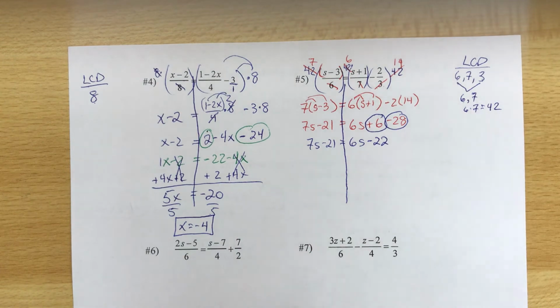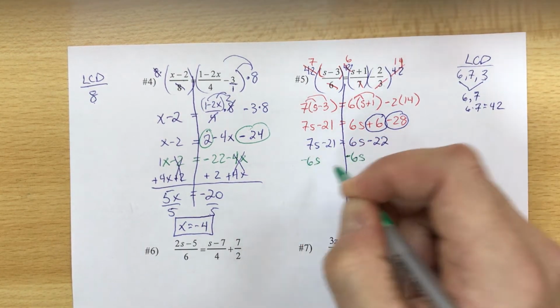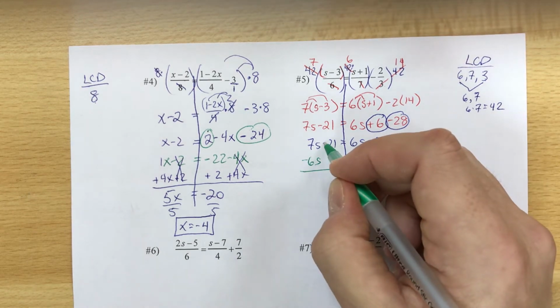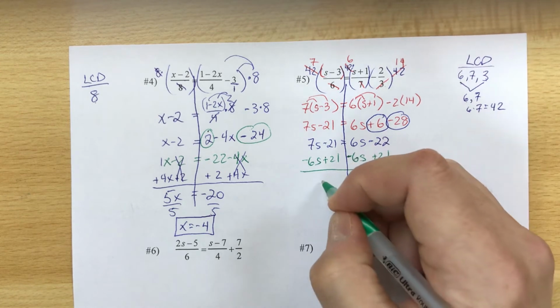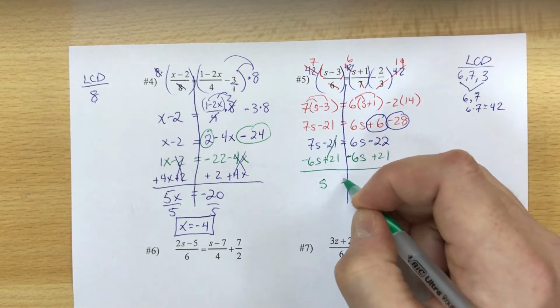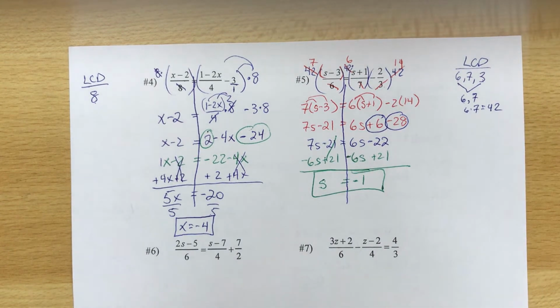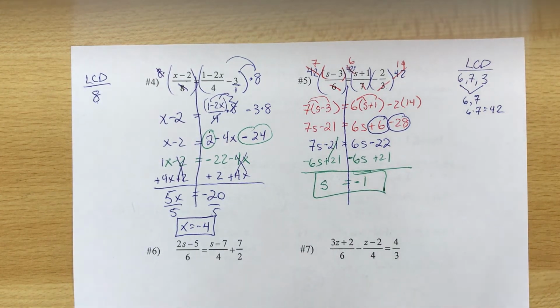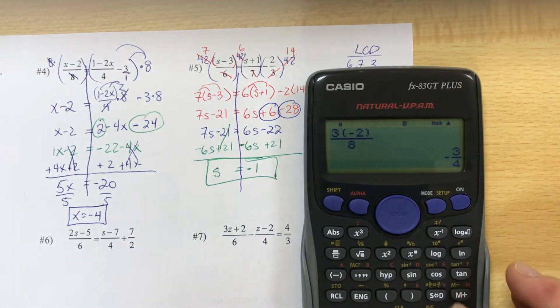Now let's go ahead and move. I'm going to move 6s by subtracting it to the left side. At the same time, let me move the constant minus 21 to the right. And what we get is 1s equals negative 1. And that's our solution.